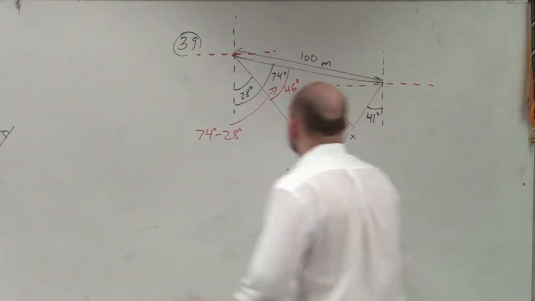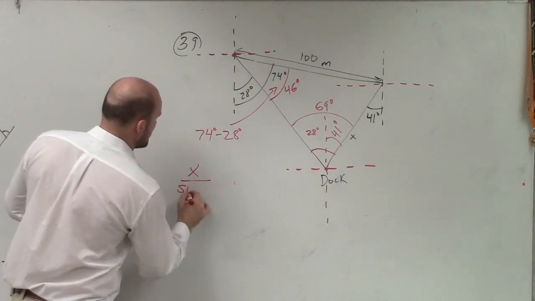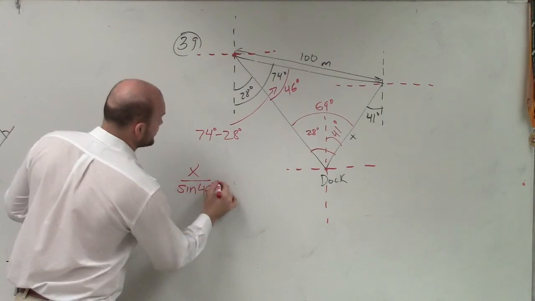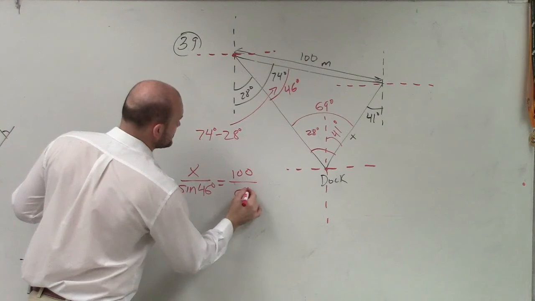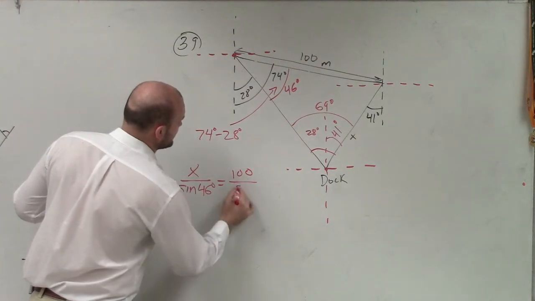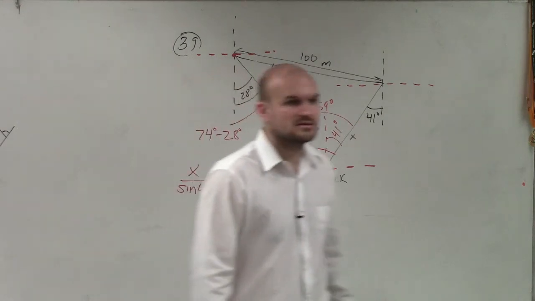So now we can set up a law of sines, which says x over the sine of 46 degrees is equal to 100 over the sine of 69 degrees. Does everybody see that?